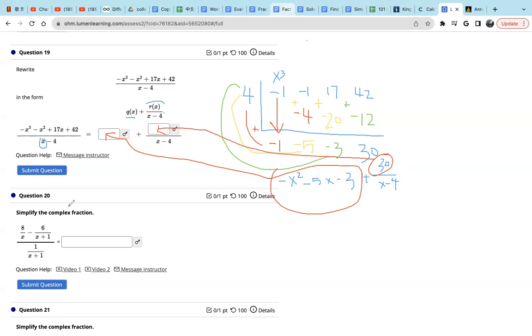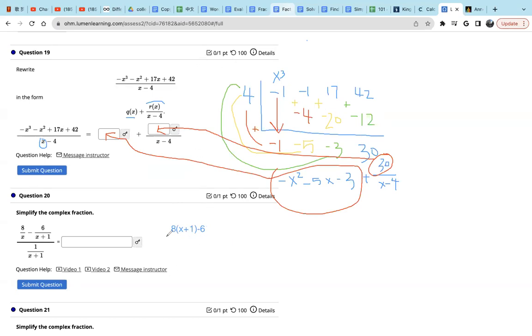Let's see 20. We have 4 layers of fractions, right? We see the numerator has 2 terms. We want to combine those 2 terms. So the common denominator is x times x plus 1. So we change a over x to be a times x plus 1. Right. Then minus 6.